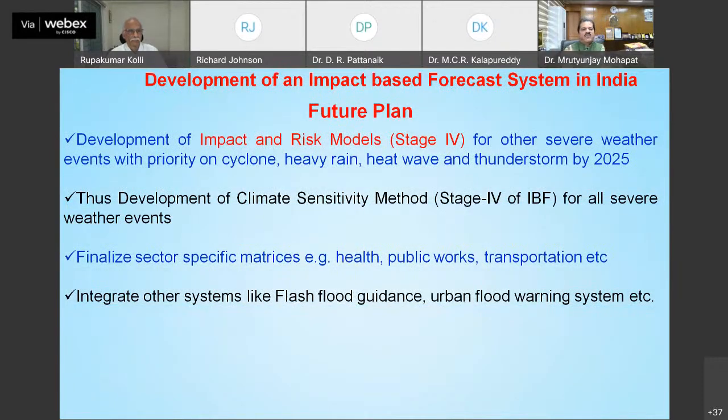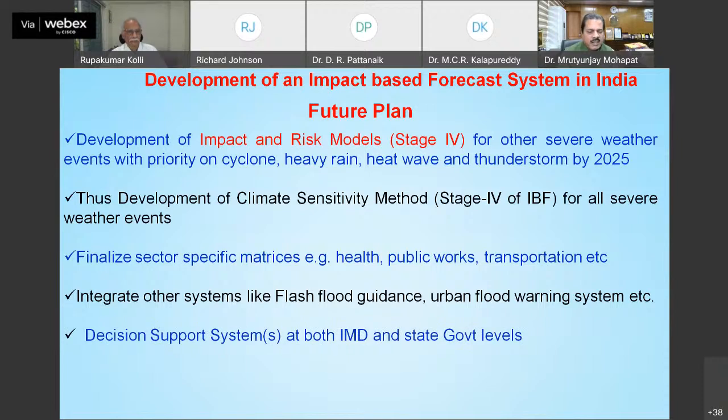If we look at the future plan, stage 4 of the impact and risk modeling, which is going on now, will improve further. By 2025, we should have a reasonably accurate impact-based forecast and risk-based warning system in the country for all types of severe weather up to 5 days at station level and at the district level. Another challenge is the decision support system, which is underway to be developed for each and every individual severe weather. And then, of course, we'll go for a multi-hazard warning system.